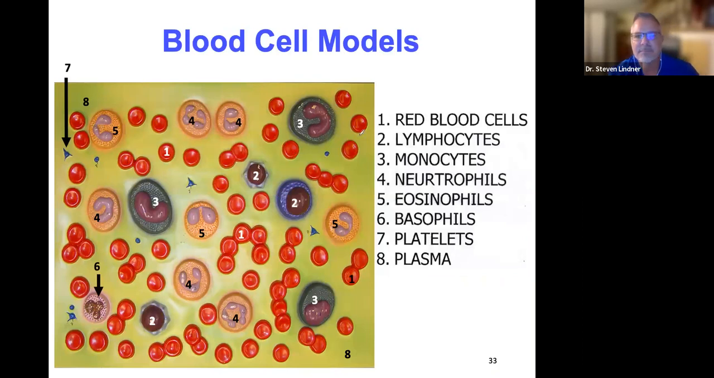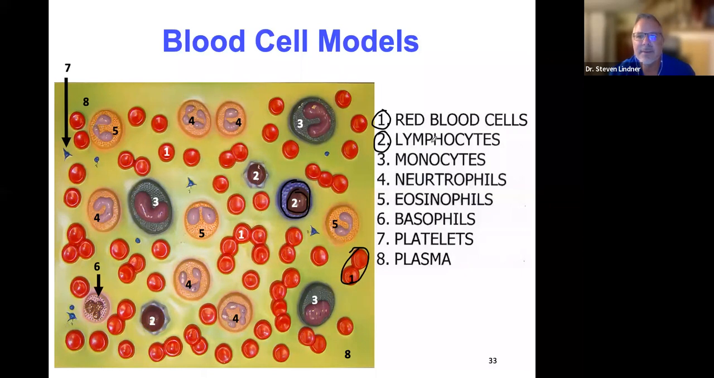So let's take a look at this blood smear and let's see if we can identify some of these structures. Okay, so let's look at number 1, which is a red blood cell or an erythrocyte. So here is number 1. That is a red blood cell. Let's look at number 2, a lymphocyte. So this one here is the cell that has the nucleus that's pretty round, very little cytoplasm. The nucleus is just as big as the cell. There's no granules, so that's a lymphocyte.